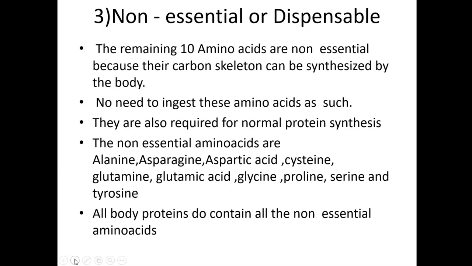Okay. The last category is known as non-essential or dispensable amino acids. The remaining 10 amino acids are known as non-essential because their carbon skeleton can be synthesized by the body. No need to ingest these amino acids as such. They are also required for normal protein synthesis. The non-essential amino acids are alanine, asparagine, aspartic acid, cysteine, glutamine, glutamic acid, glycine, proline, serine and tyrosine.